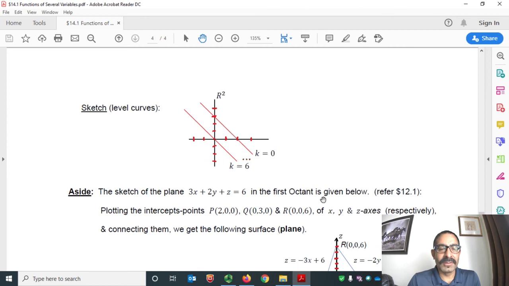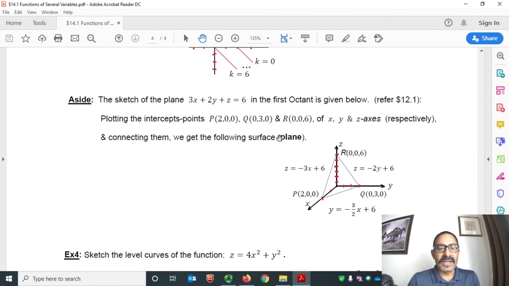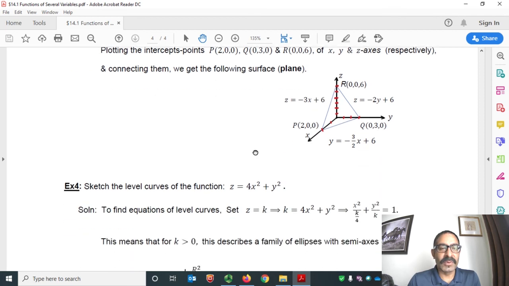Now let's move on. Quick aside. The sketch of the plane in the first octant is given below. Plotting the intercept points and connecting them, we get the following surface. I think we graphed this in our chapter 12 also. Awesome. So now let's move on.